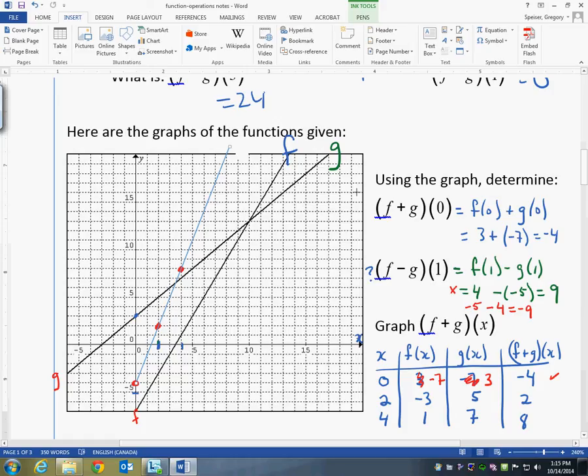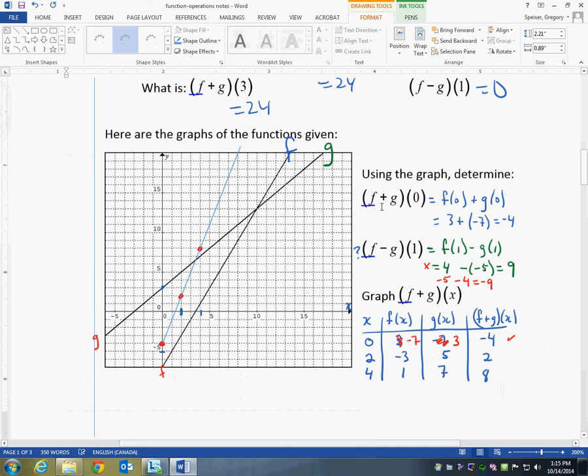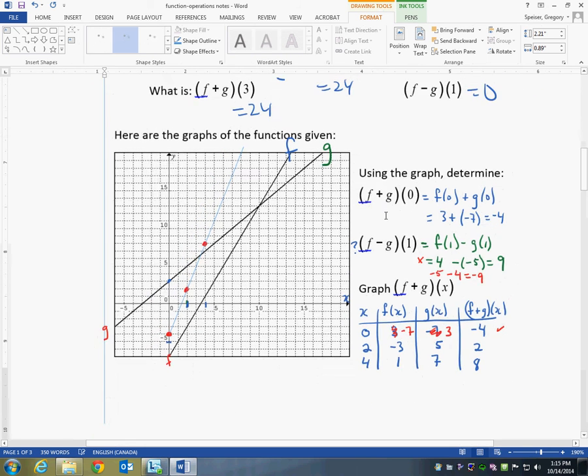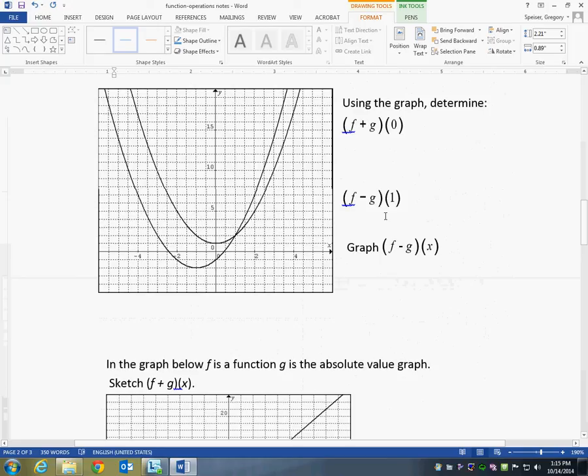Okay, let's scroll away a little bit. And not too surprising, when we add two lines together, we get another straight line. Here is another example of f plus g. We have two parabolas here when we add them together.